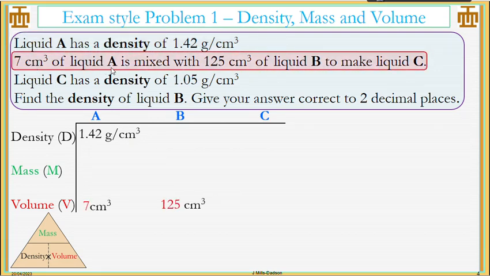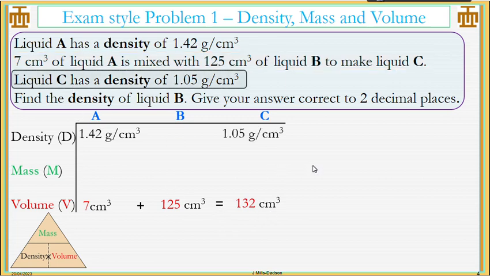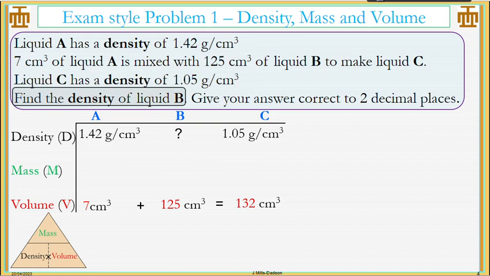7 cm cubed of liquid is the volume for A. For B, it's 125, but it says together it's mixed to make C. That means the total. So add, you make this. Then this one is density for C. Done. Now we are supposed to work out B, question mark, we don't know. Then let's focus on this.